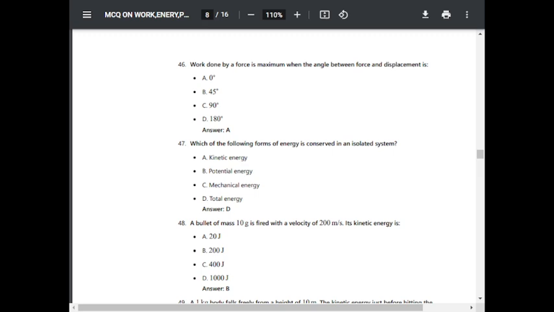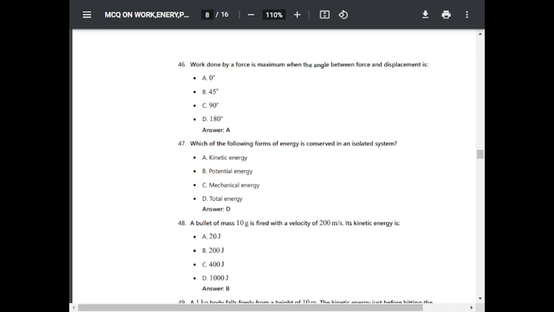Question number 46. The work done by a force is maximum when the angle between force and displacement is: option A, 0; option B, 45; option C, 90; option D, 180. The correct answer is A, 0. Work done by a force is maximum when the angle is 0.